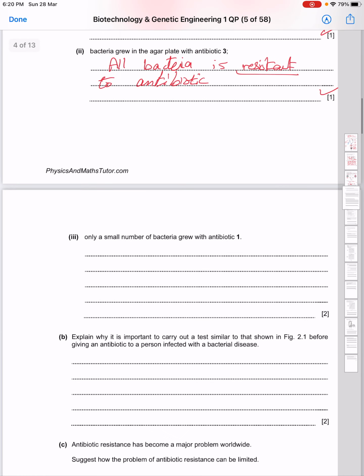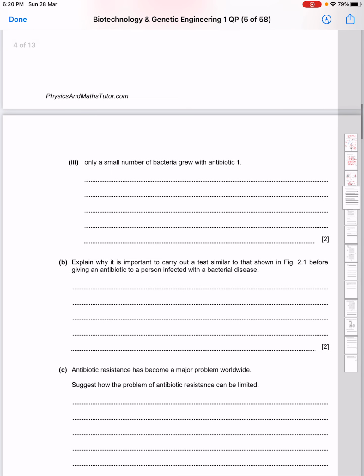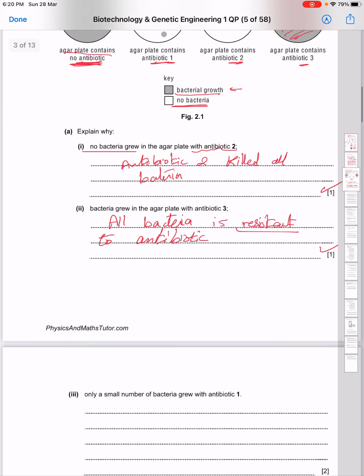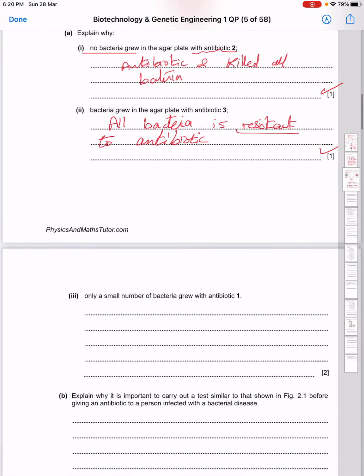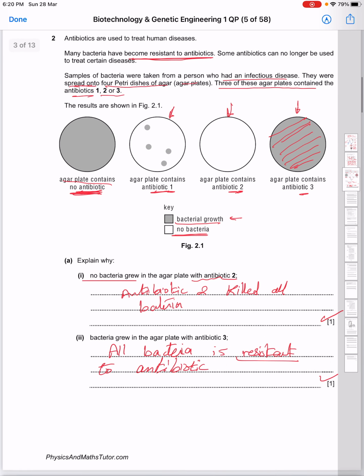Let's move down to why only a small number of bacteria grew in antibiotic 1. There are some bacteria that managed to grow in the plate having antibiotic 1. That means some bacteria have some resistance to this antibiotic, not all of them. These were the bacteria that were able to grow. Okay? Yeah, so that's it. How many marks do we have here? We have here 2 marks. So this answer would be enough.